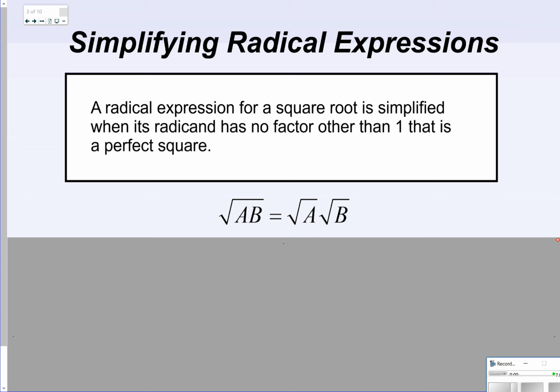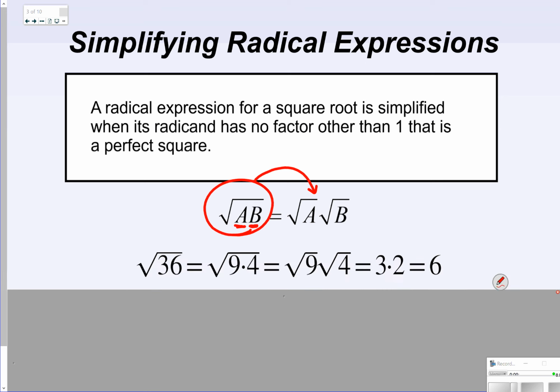So when we think about a radical expression, we can think about it as a number, but if it has any factors within it that is a perfect square, we need to simplify it. In order to do that, we're going to have to factor that square root apart into two different square roots. Now, this might seem a little confusing, but let's look at an example here to see what this looks like.